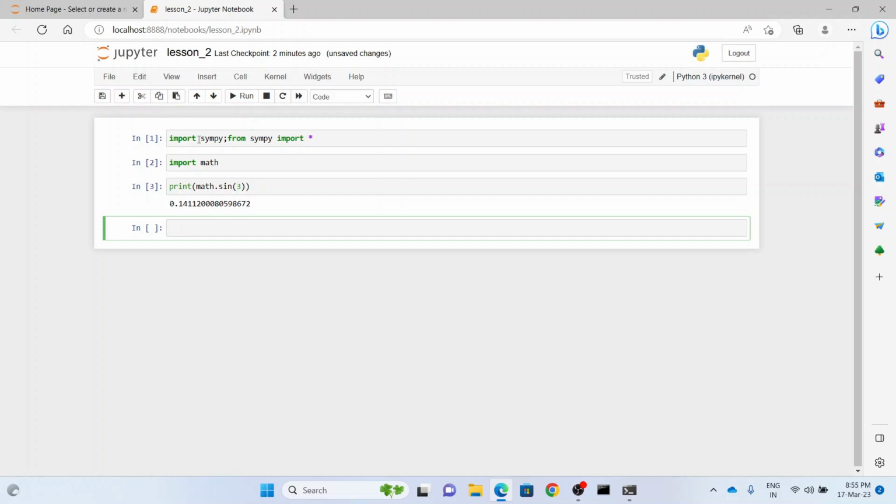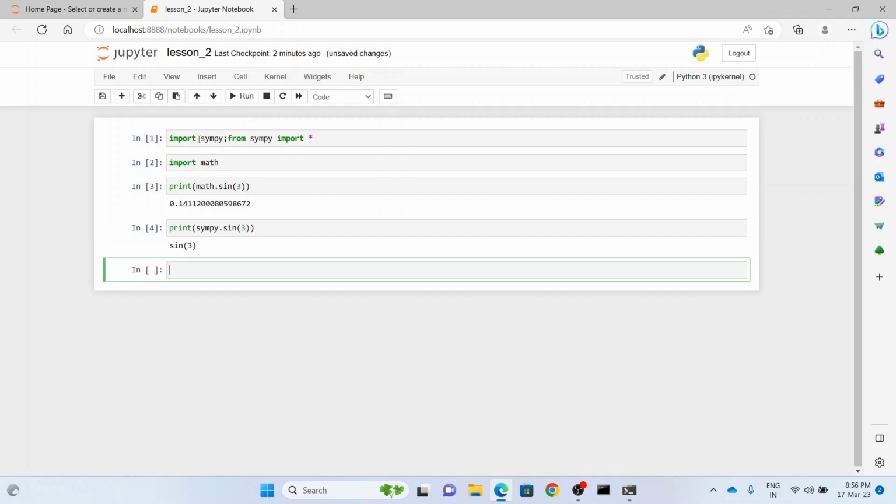So we do print and run it. As you can see here, it has symbolically represented the function and it shows sine 3. It has not calculated the value, but it has symbolically represented it. So this is the difference between a regular math library and sympy.